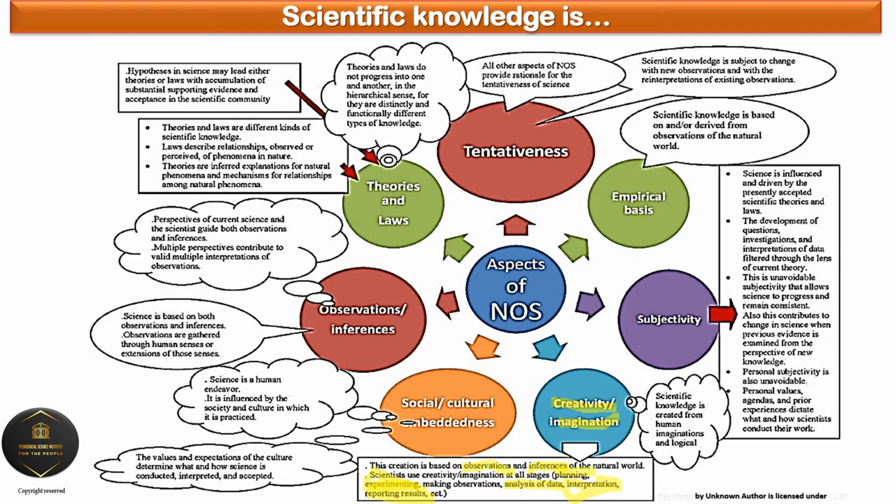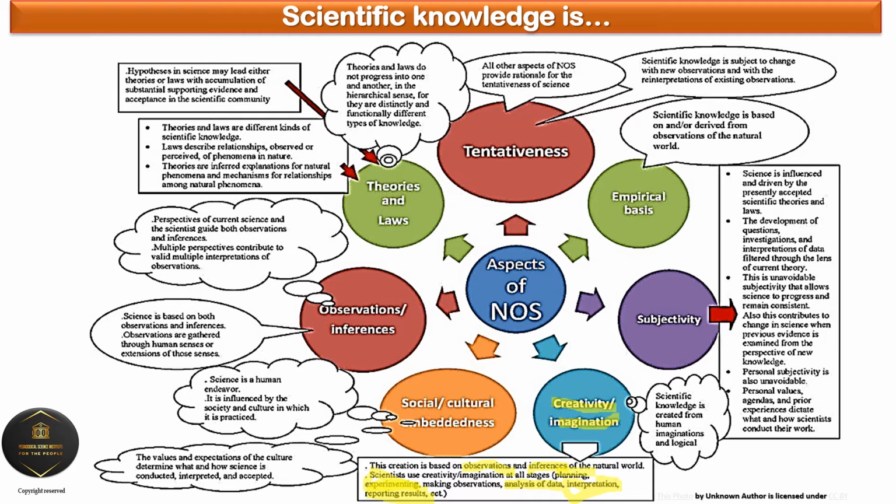And since we've spoken about observation here, let's just get to it. Now, it says here science is based on both observations and inferences. So observations are gathered through human senses. Now, a very important thing is that human senses may be subjective in nature, right? Human observations may be subjective.